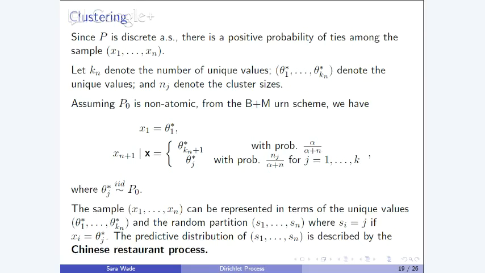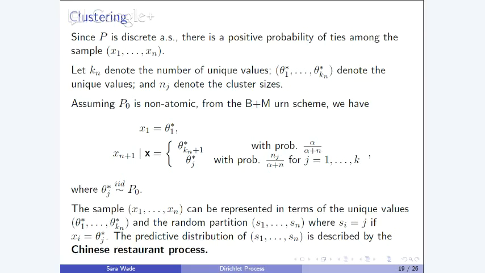Then from the Pólya urn scheme, we can rewrite the urn scheme in this setting here. So this just says my first sample is a unique value. Given my samples x1 to xn, the next value is either going to be a new value sampled from the base measure with probability alpha over alpha plus n, or it's going to be one of my previously observed unique values with probability nj over alpha plus n. And my unique values are just sampled from the base measure.